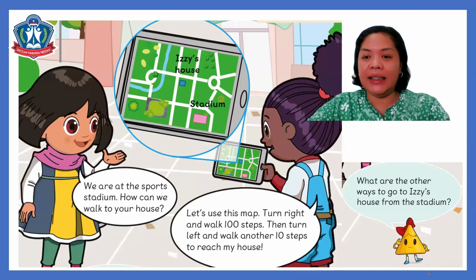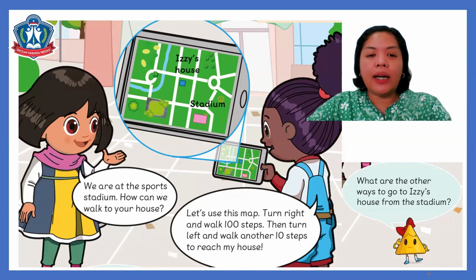This is Kaz and Izzy. Kaz said, we are at the sports stadium. So they are looking into a map. Can you see the map here? It shows Izzy's house and the stadium. Kaz said, we are at the sports center. Can you find the sports center? So how can we walk to Izzy's house?